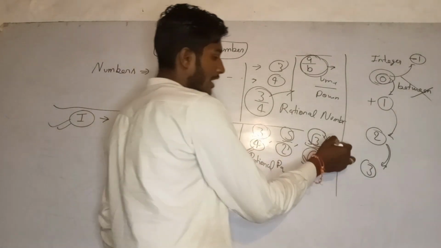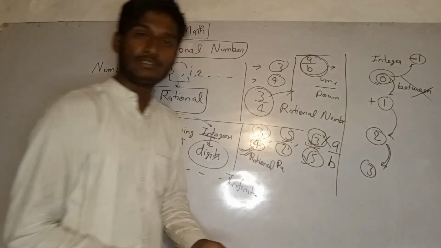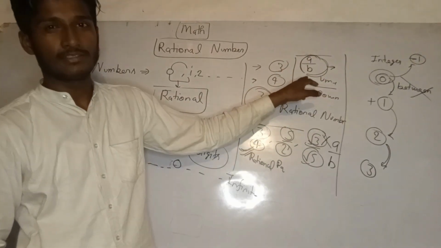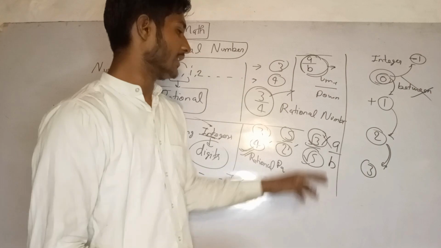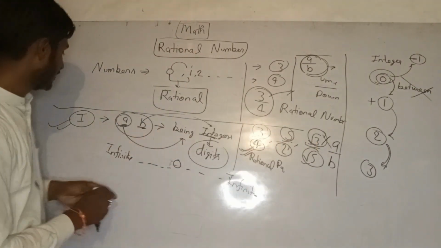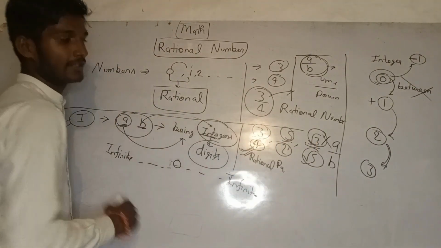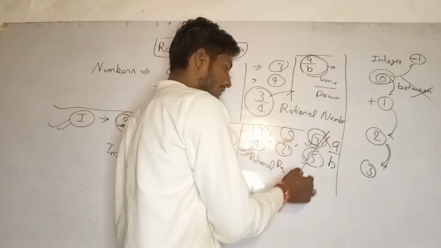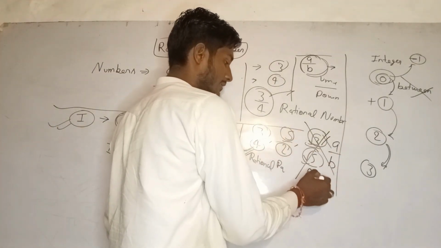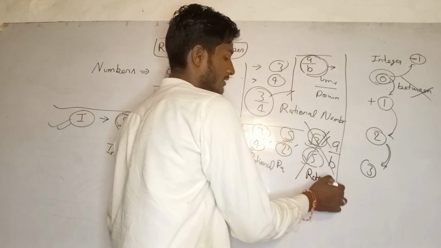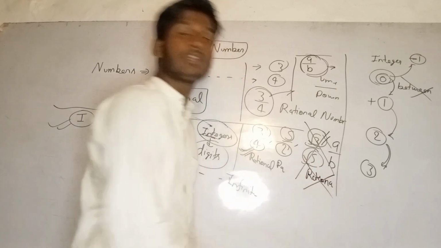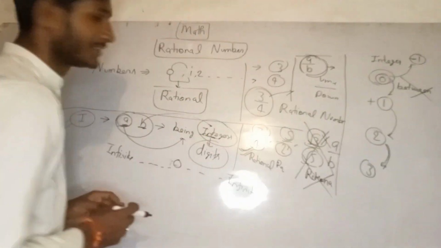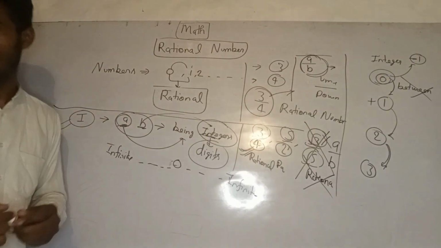This is in the form of a upon b. The first condition is completely okay. But the next condition, that they should be integers, is not satisfied. So this is not called a rational number. So completely, there are two points only.